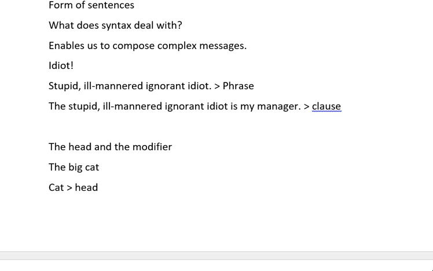Clear? So to conclude, syntax is basically the relationship of words, how words are put together, and how when words are put together we make sentences, right?